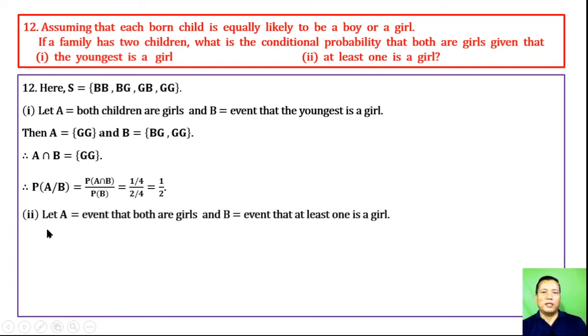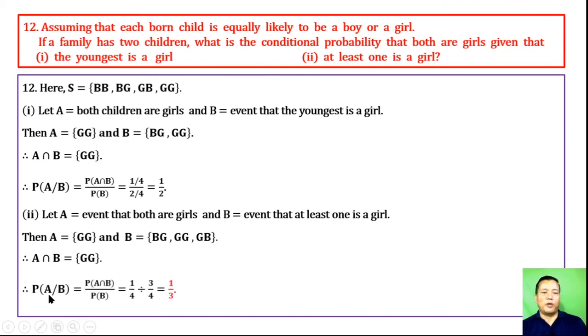For Roman number 2, let A denote the event that both are girls and B the event that at least one is a girl. Then A is GG, and B has three outcomes. A intersection B is GG. Therefore P of A by B is P of A intersection B by P of B, which is 1 by 4 divided by 3 by 4, so it is 1 by 3.